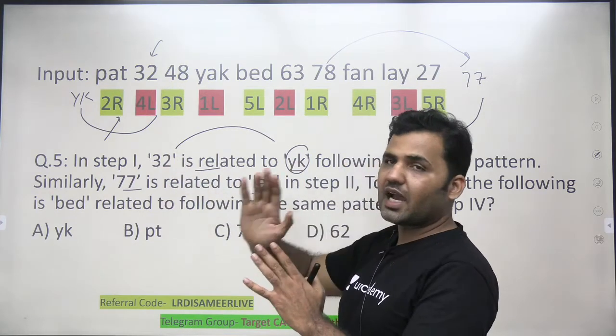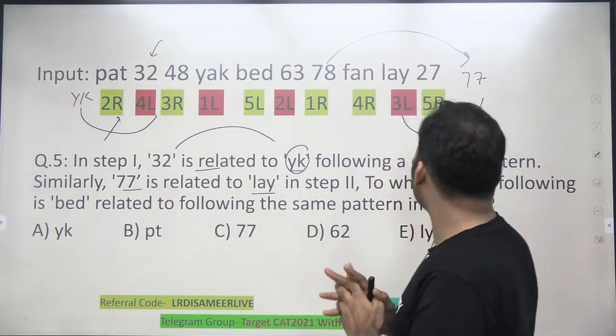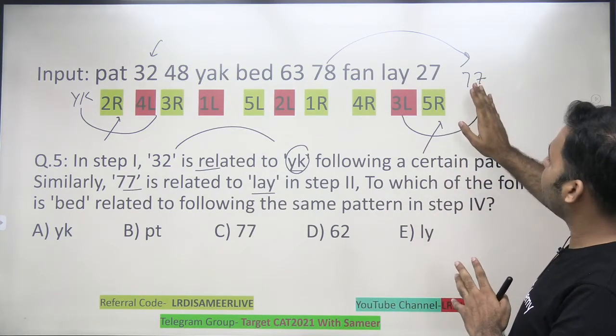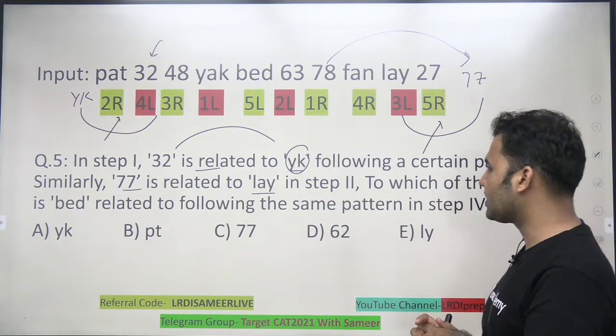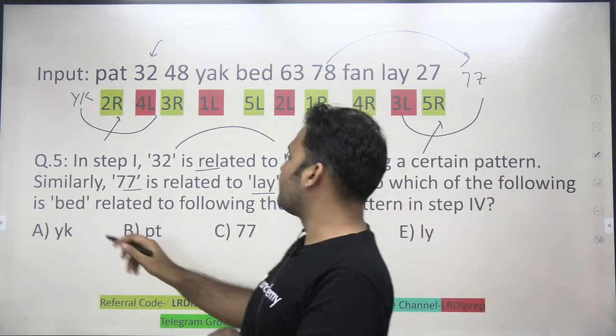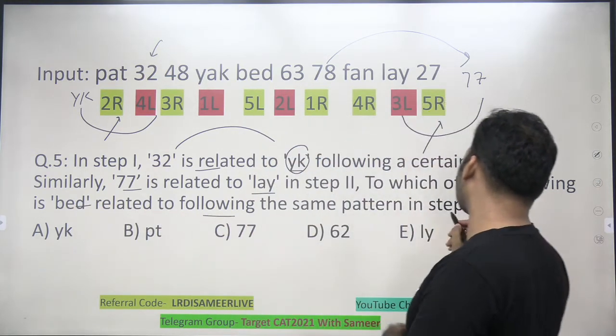32 is at a gap of 1 from YK, and 77 is also at a gap of the word LA. Now, using the same relation, I'm supposed to tell which of the following is related to bed, following the same pattern as in step 4.